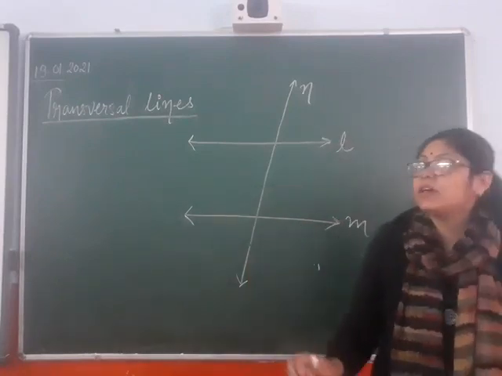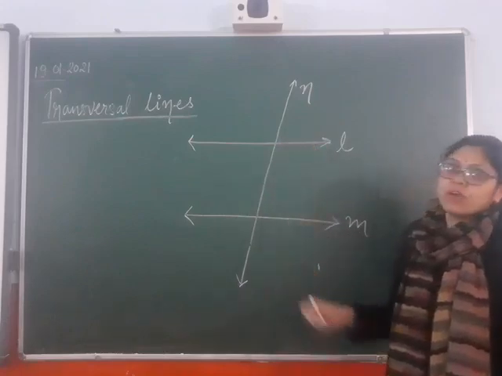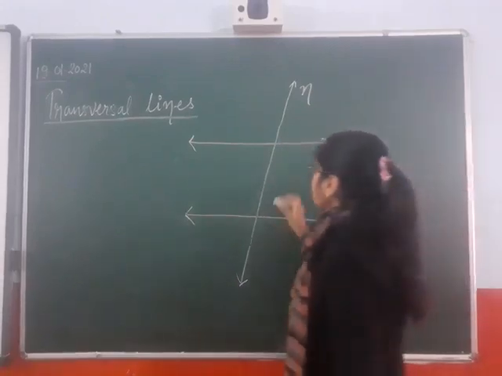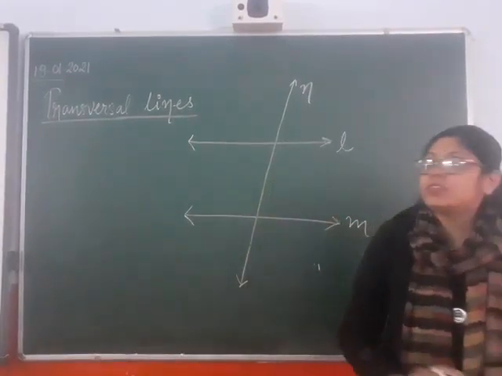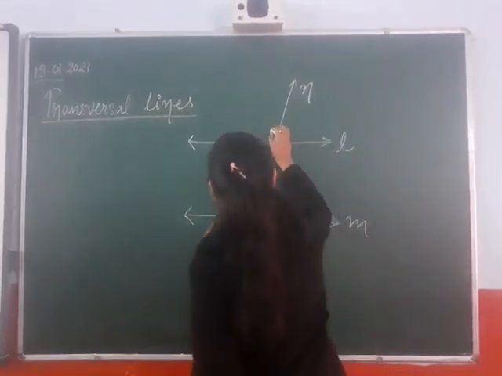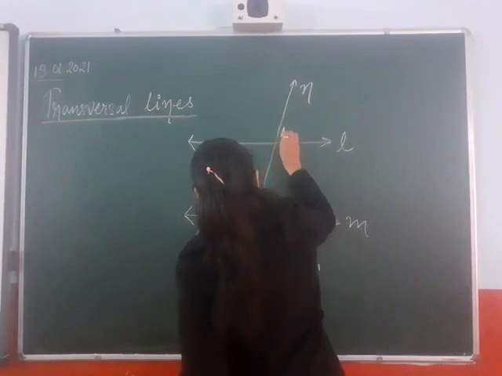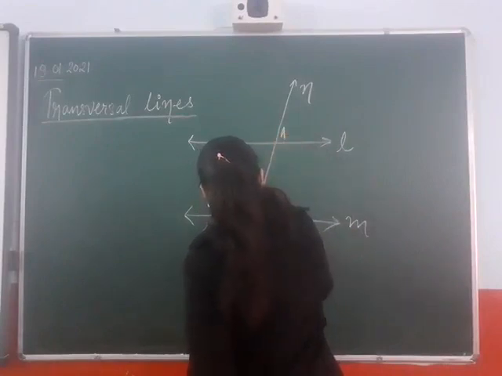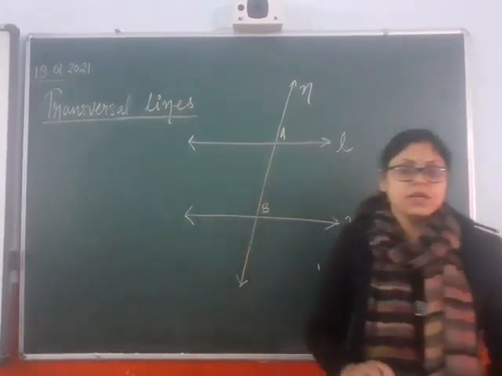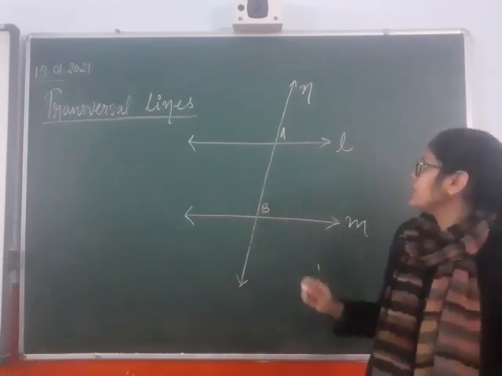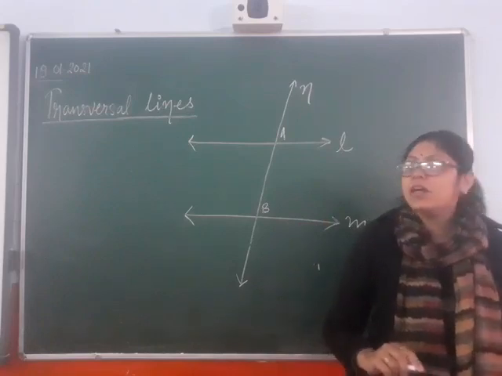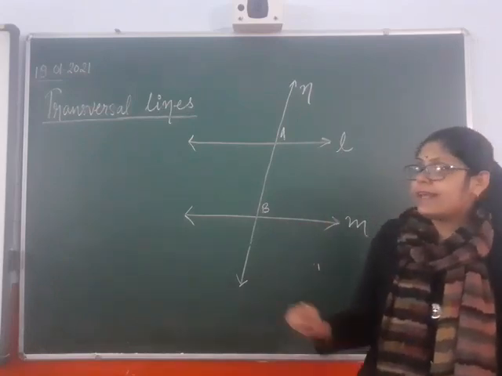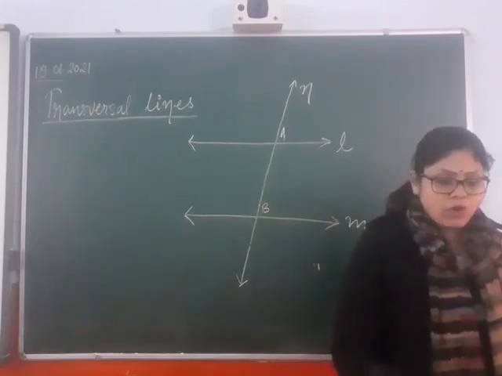Now you can see here angles are forming on this transversal. How many angles are forming? Let us see how many angles are forming. So this N will cut the lines at point A and point B, isn't it? A and B, it will cut these two lines.